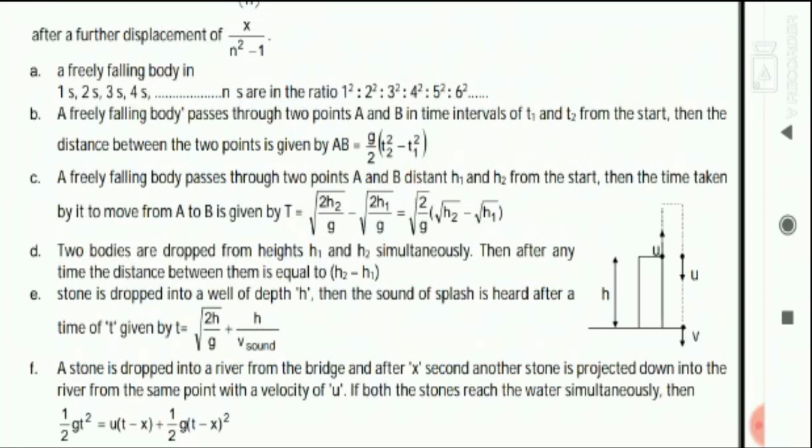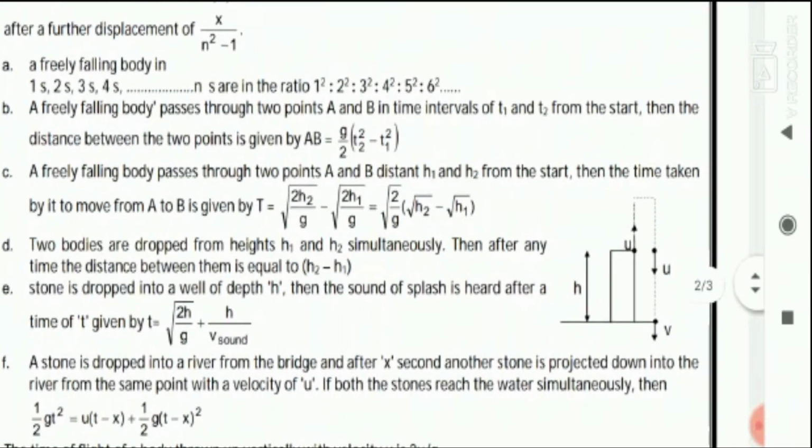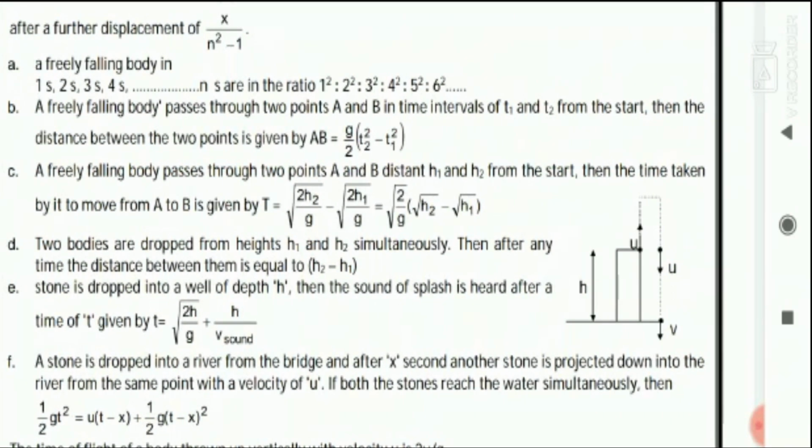Now the next application is very important. A freely falling body passes through 2 points A and B in time intervals of t1 and t2 from the start. Then the distance between the 2 points is given by AB is equal to g by 2 into (t2 square minus t1 square). He will give the t1 value and t2 value. So the same question will be framed as it is.